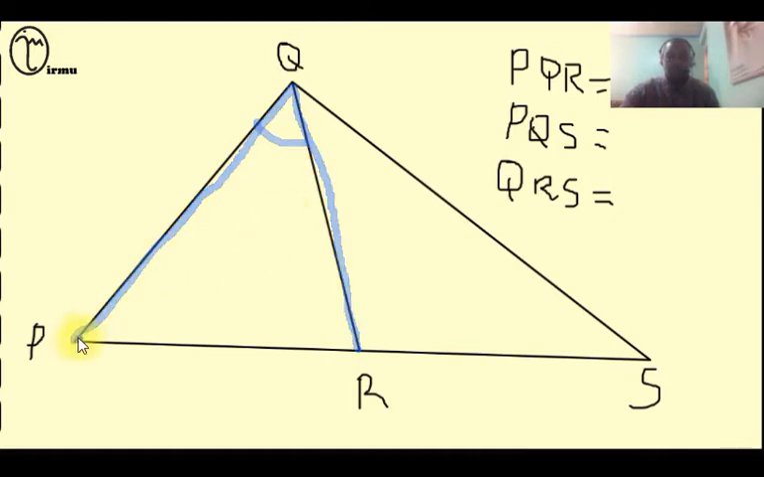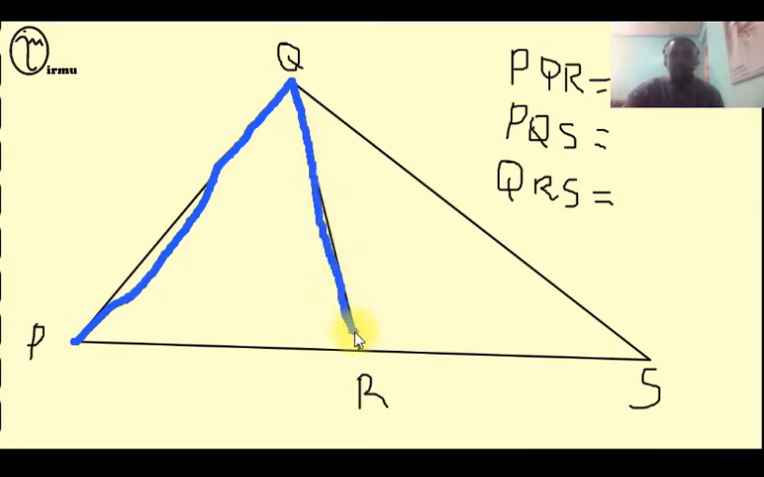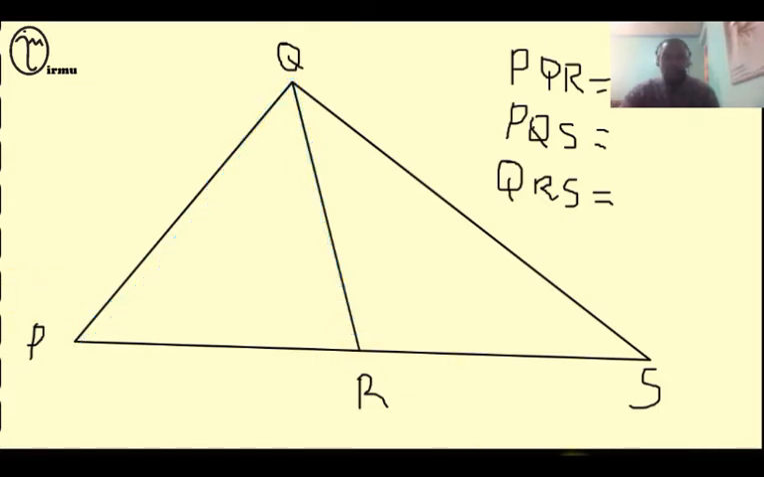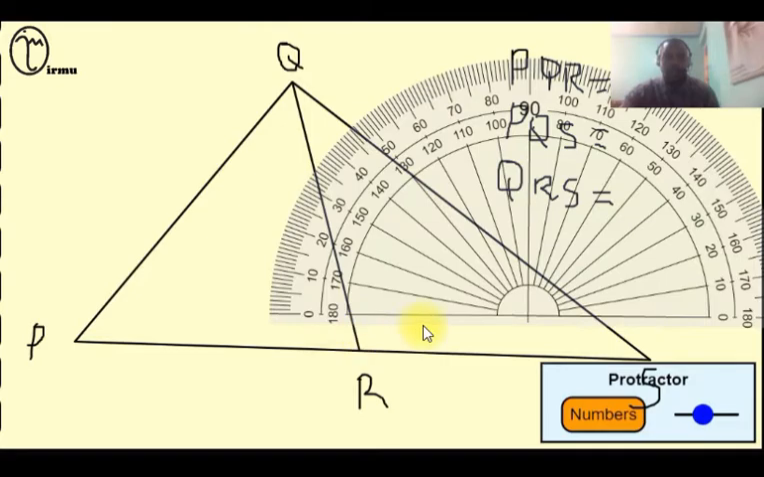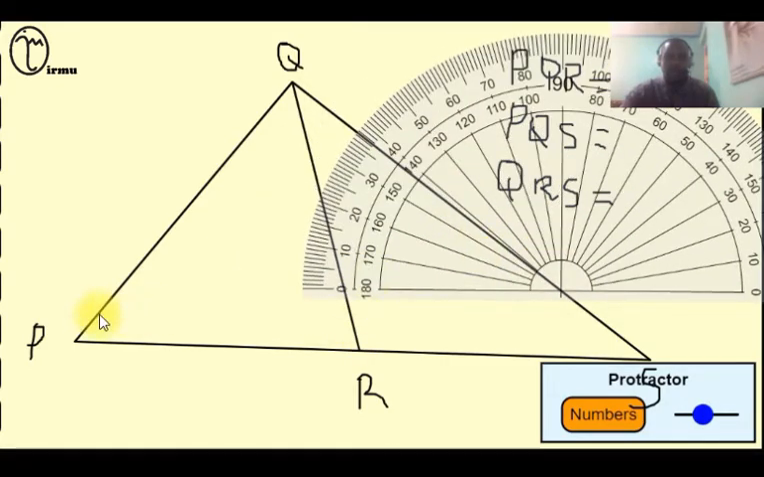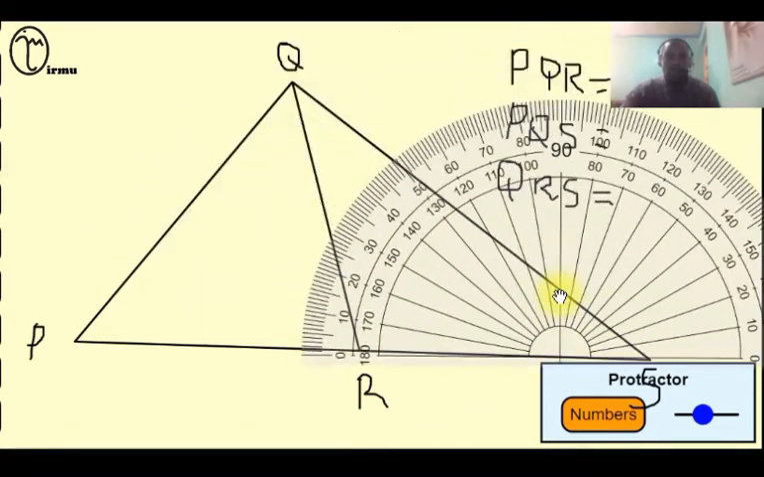So we are going to use line PQ and QR, those two lines, and one of the lines is going to become our baseline. When we take our protractor, we have to identify which one of the two lines, PQ and QR, we are going to use as our baseline. We can decide that our line PQ is our baseline.